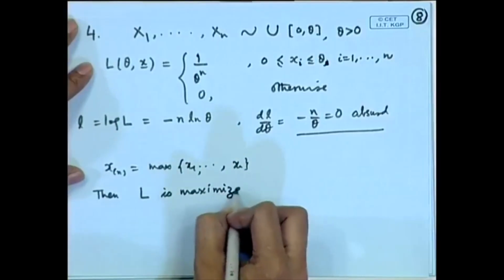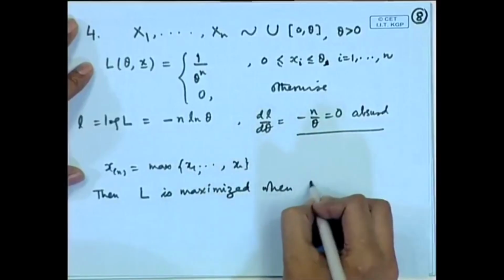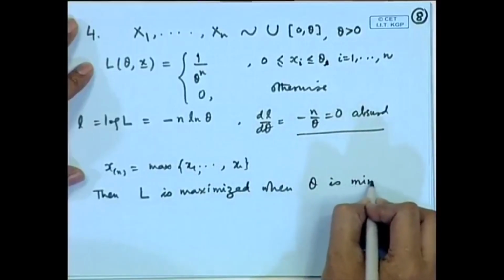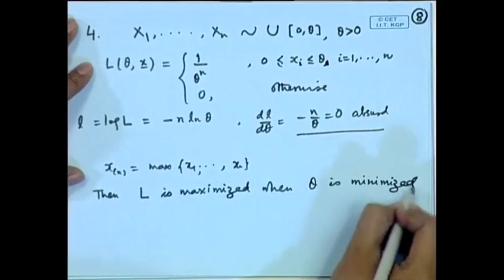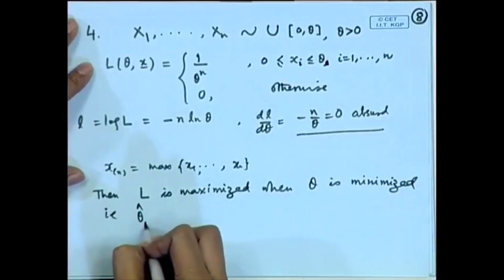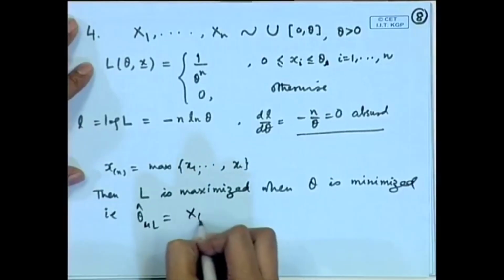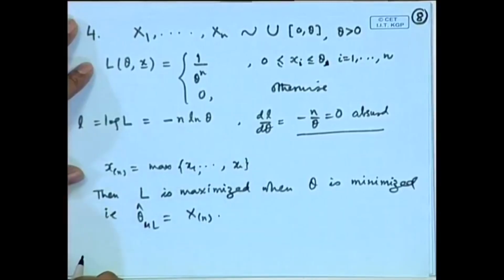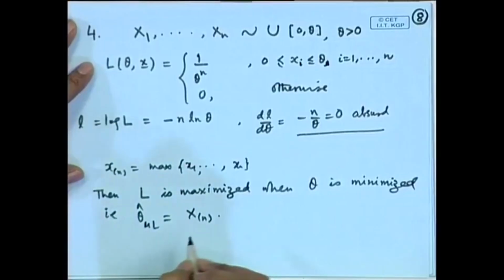maximized when theta is minimized, that is theta hat ML is equal to x n. So, this is the maximum likelihood estimator for theta.